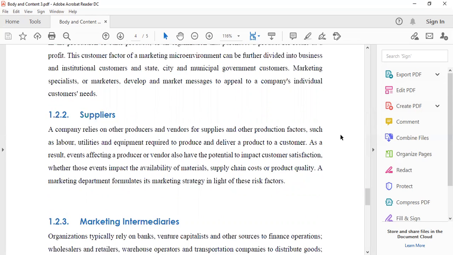The company relies on products, maybe parts, raw materials from suppliers, possibly for production or resale. So whatever event that affects the producer will also affect the customer. So the marketer can influence what the supplier supplies so as to meet production specifications and customer requirements.